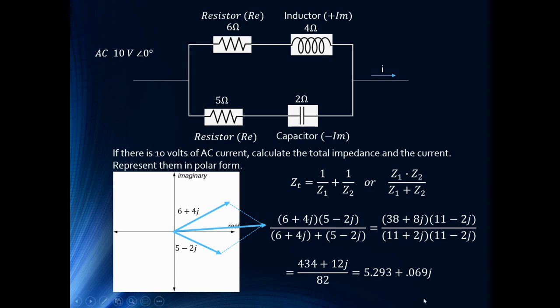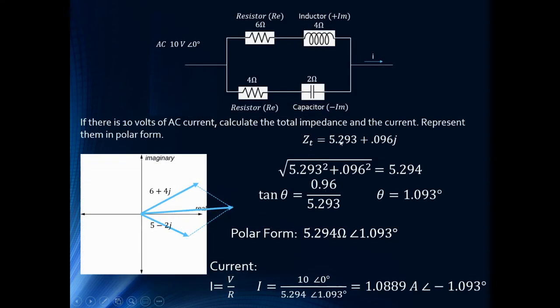And I have the total impedance here. And once again, I used the Pythagorean theorem and tangent to switch it to polar form. And using Ohm's law, take the voltage, I have a 10-volt battery in this case, divided by the resistance, or that total impedance. And so the current is 1.0889 amps, and it has a slight phase shift once again from the voltage.